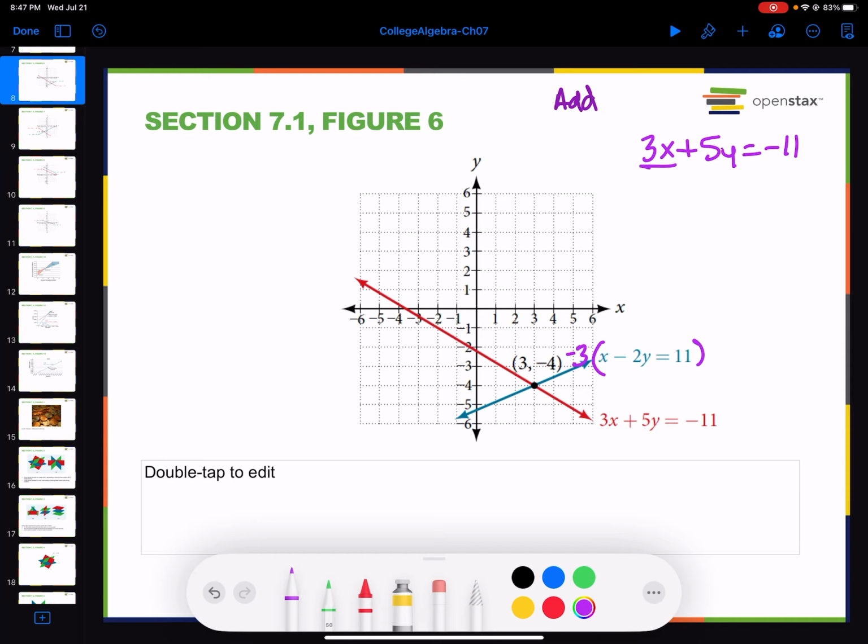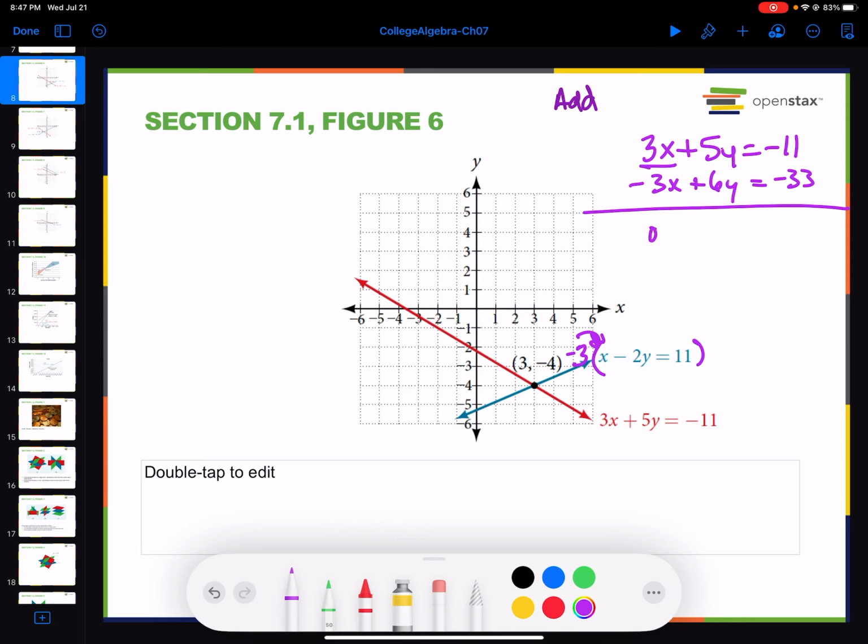So that way when we add 3x, we're going to subtract 3x, and we're going to be able to eliminate that x variable. So let's just distribute this negative 3 through that equation. It's going to give us negative 3x plus 6y equals negative 33. And now we can add that.